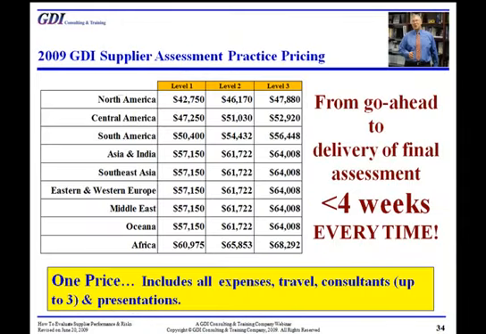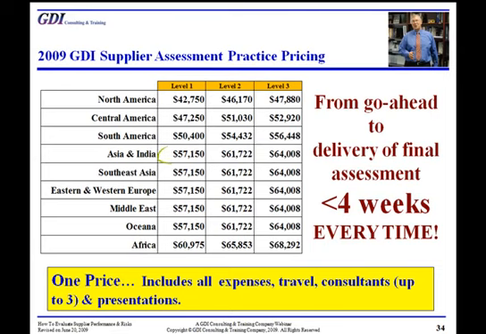People always ask me, what do we charge for this and what should it cost internally? Well, I'll just give you an example. What we charge is on this document in front of you. This is the 2009-2010 price list. So if you just take a look at Asia and India, if you wanted to do a basic assessment, it's $57,150. If I can get my pen up there.